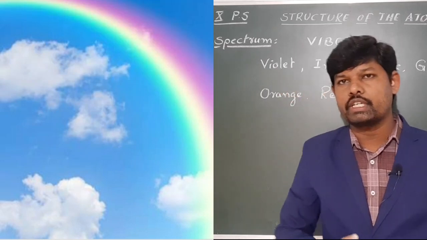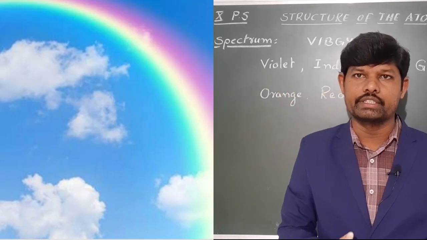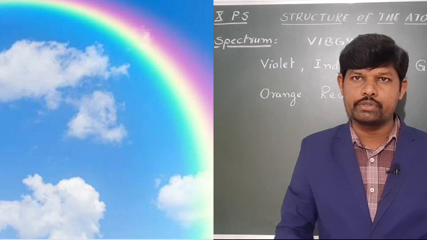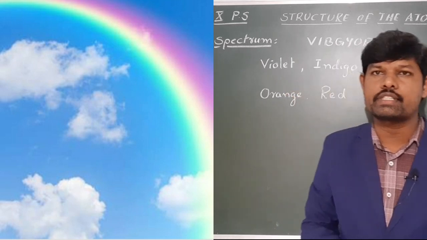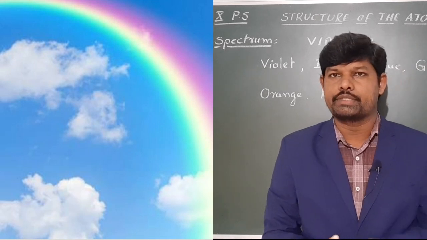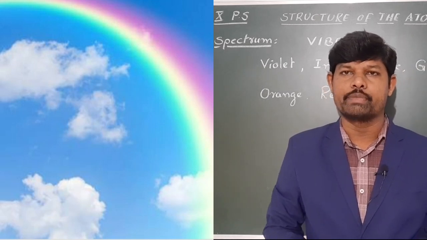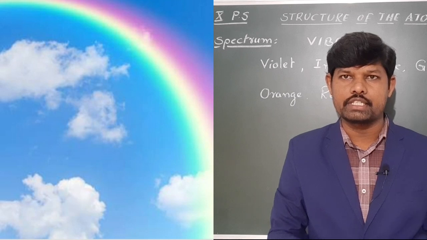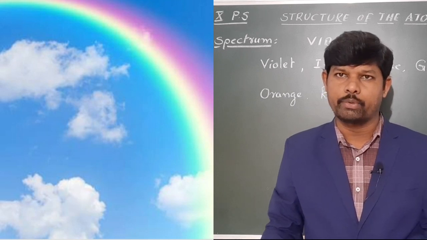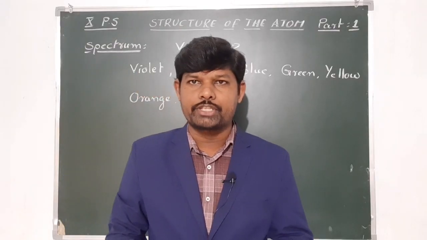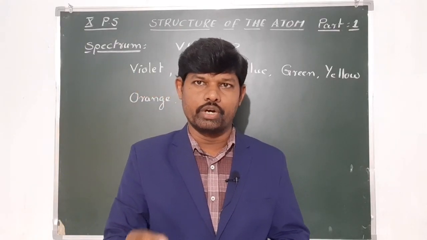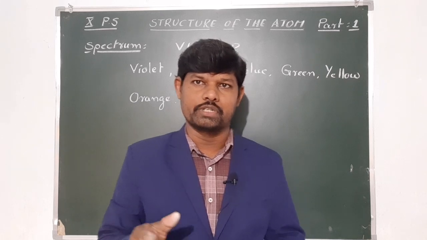So if you observe the rainbow, you can find the colors are continuously spreading. That means the intensity of the color varies from point to point. That means intensity of the color changes from one point to another point. You can observe the rainbow once. And next one, wave nature. Let us see what is wave and what is the nature of the wave.